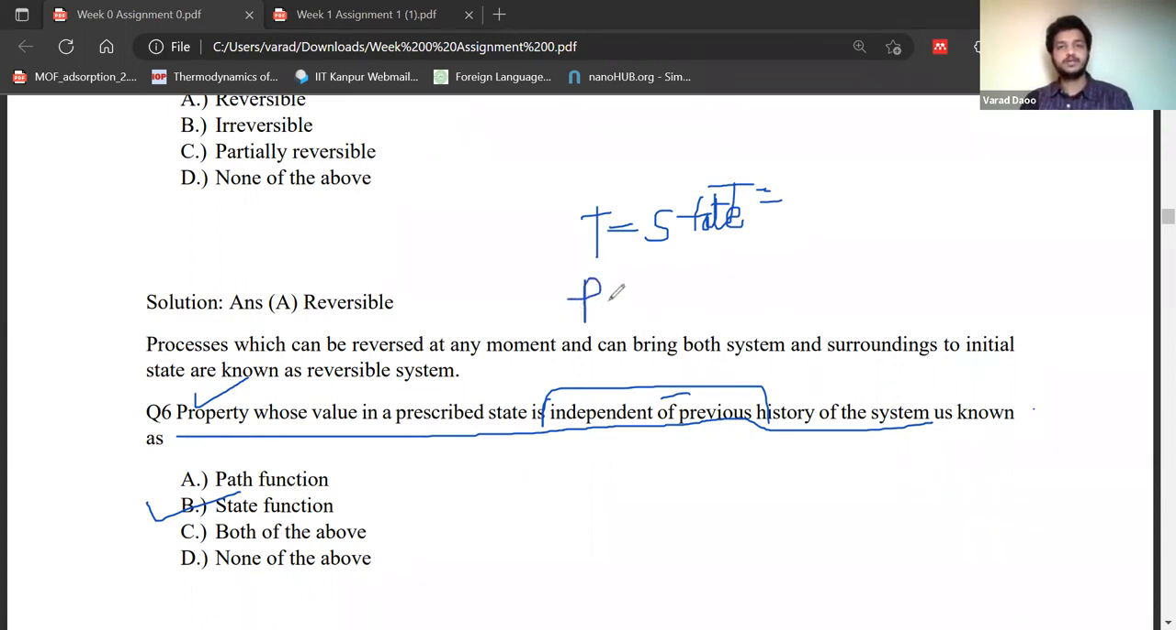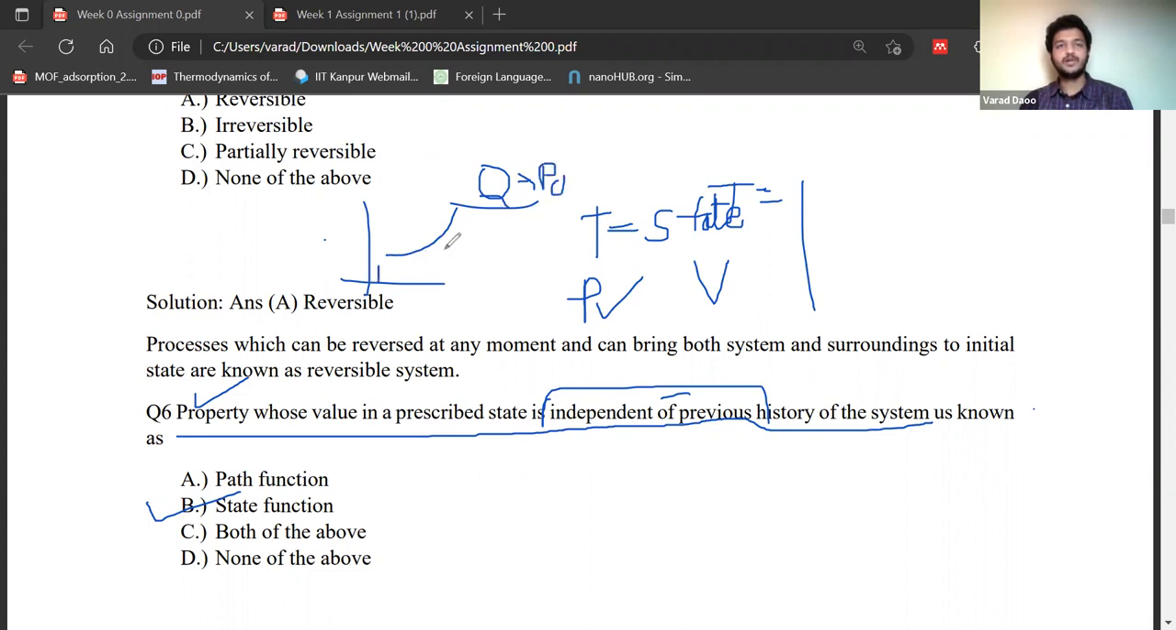Similar is the case with pressure. We do not care how this pressure was established. We just care what the pressure is. Same goes with the volume. But there are other quantities which are path functions. That means they depend on how we reach the state. For example, heat. We will see this next week. So heat is a path function.